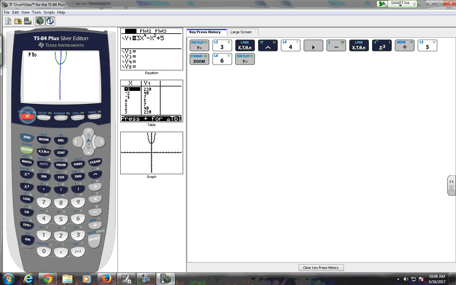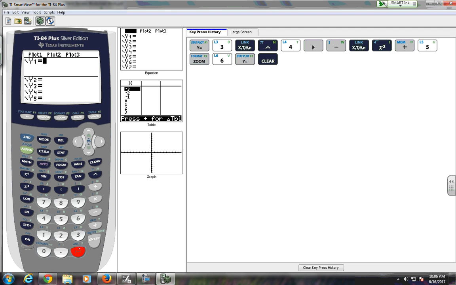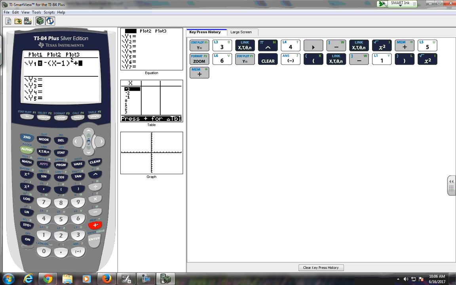If you'll go back to your y equals, type in our new function. Make sure you use the negative, not the minus here. Negative parentheses x minus 1, close parentheses, squared, plus 4, and hit graph. You'll see the final function that we determined.